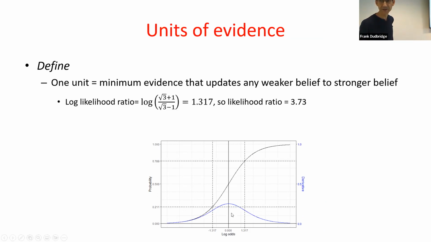Weaker and stronger belief. Now moving to evidence then. If I want to measure the evidence, let's define a unit of evidence as the amount you'll need to change weaker beliefs to stronger beliefs. More technically, it's the minimum evidence that would update any weaker belief to a stronger belief. So any weaker belief in this range is going to get moved to a stronger belief in this range by 1 unit of evidence. That corresponds to basically the width of this interval here, which is a likelihood ratio of 3.73.